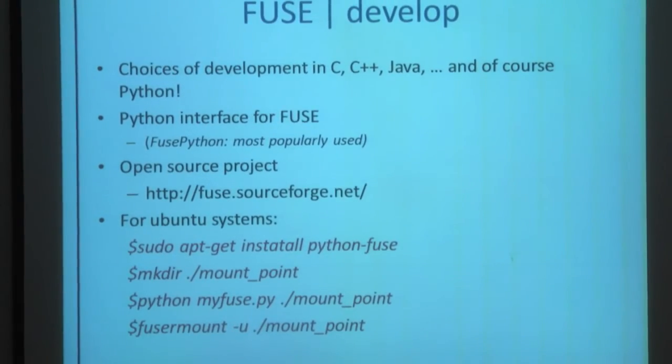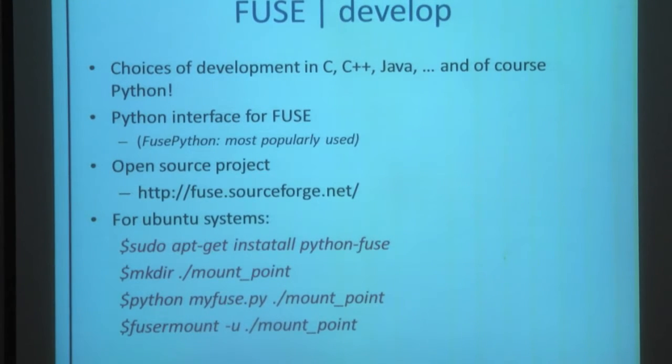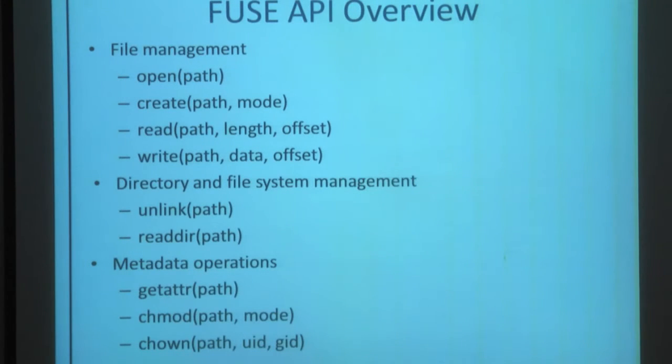So to develop any file system in Fuse, you need to know the Fuse APIs. Your application will inherit a class in Python, and it has to implement these APIs. So Fuse APIs allow you to write a full-fledged file system, which allows you to perform file management, directory management, or metadata operations on your files. As you see, the calls look very standard. The signatures of these calls are also standard and very similar to POSIX.